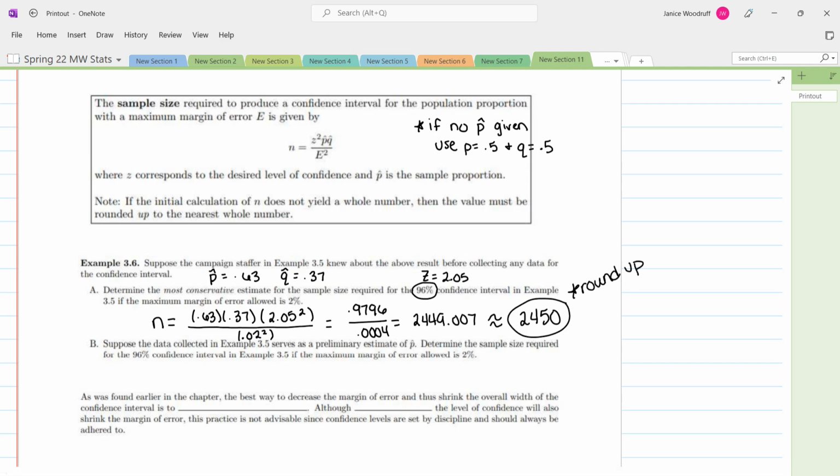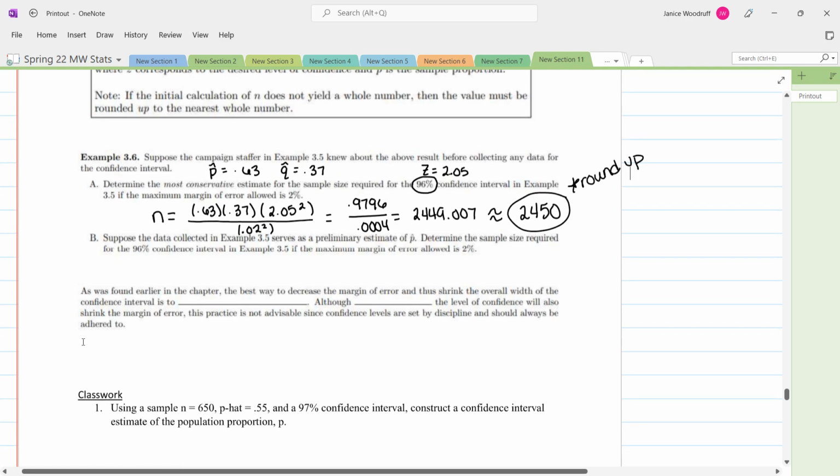Okay. Part B, suppose the data collected in your example 3.5 serves as a preliminary estimate. Determine the sample size required for the 96% confidence interval if the maximum margin of error allowed is 2%. Okay, so it seems like it's the same question, but this is just saying I don't know what the people are going to say. So this is where we don't know P and Q. So here P and Q are unknown. Okay, this is preliminary. I don't know what they're going to say. I need to figure out how many people I got to survey here.